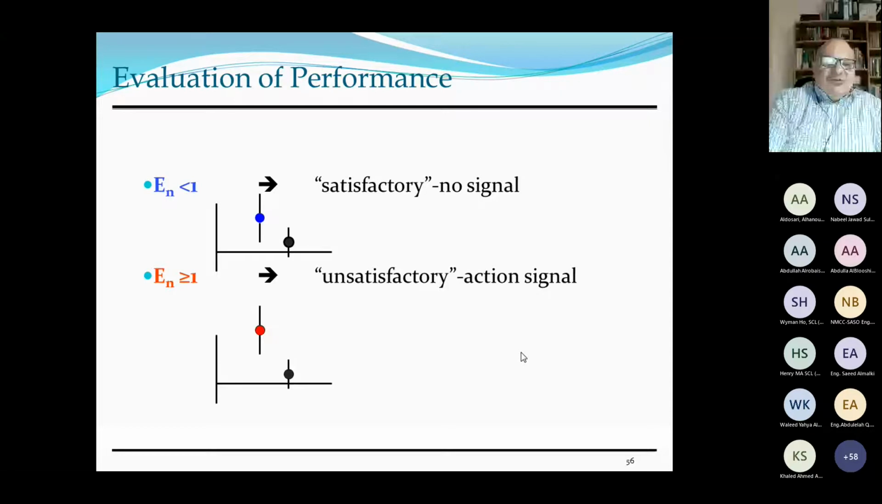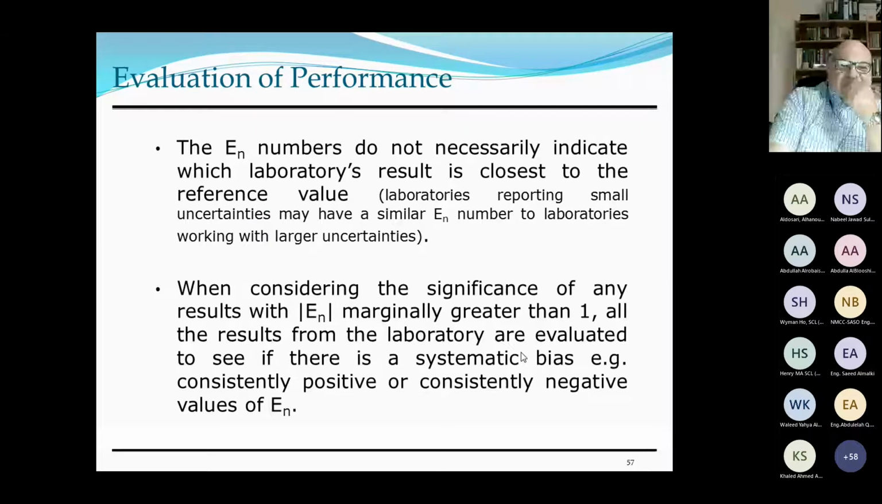On the other hand, if the EN number is larger than 1 or smaller than -1, then we have an unsatisfactory result, and this is a signal for action through some corrective action. It should be remembered that these EN numbers are not necessarily indicating which laboratory is closest to the reference value. So smaller EN numbers don't mean that those laboratories have better results than ones with larger EN numbers.